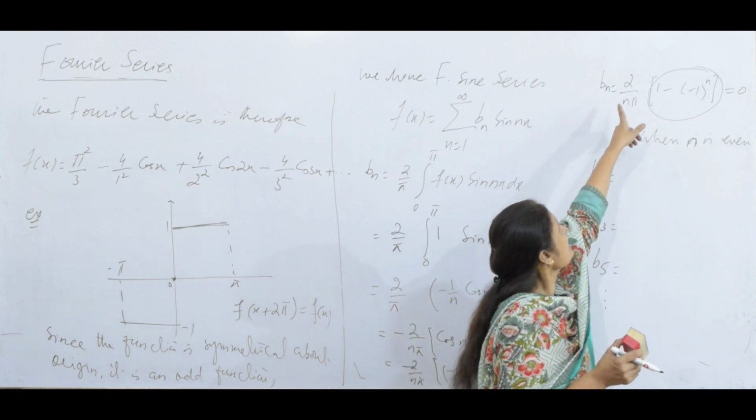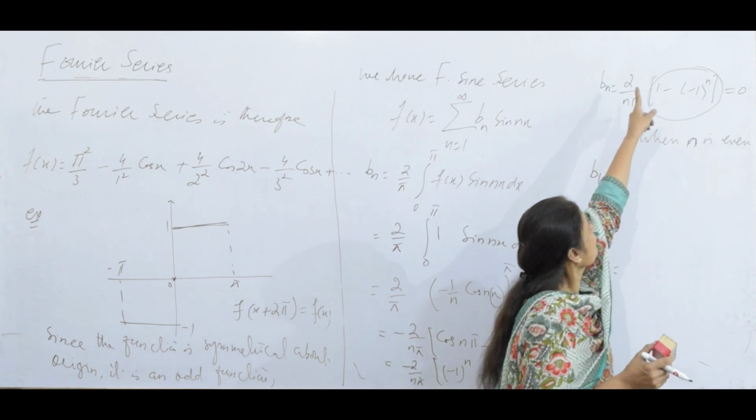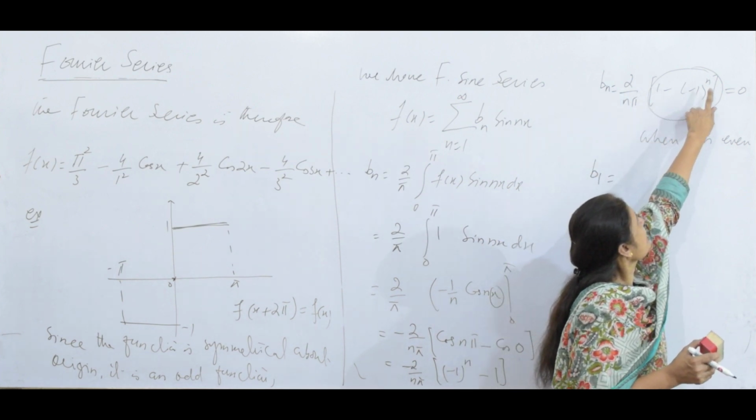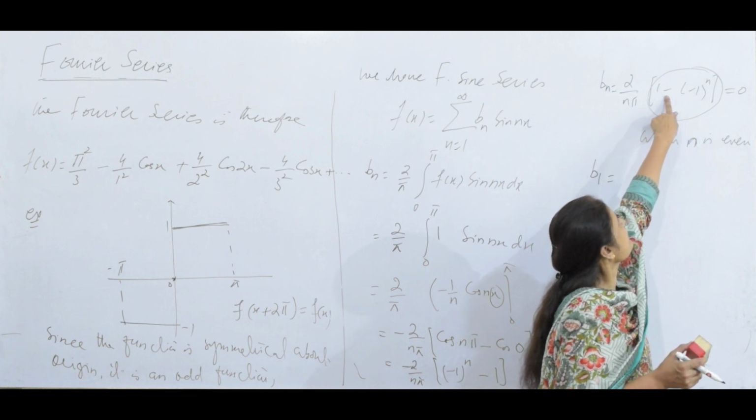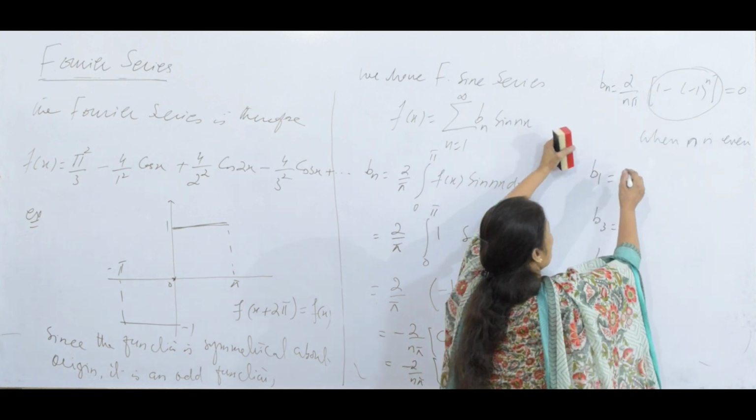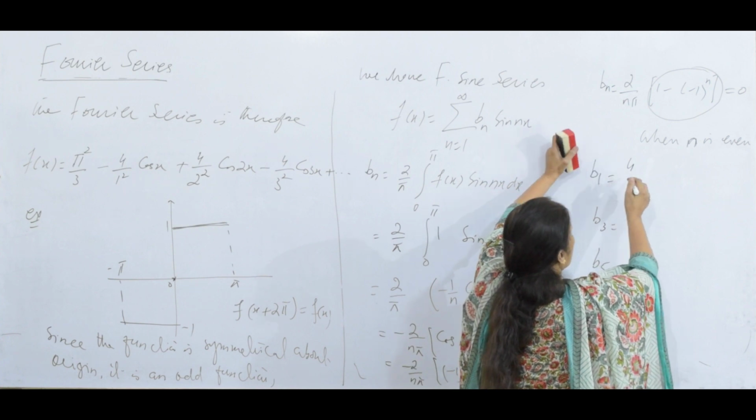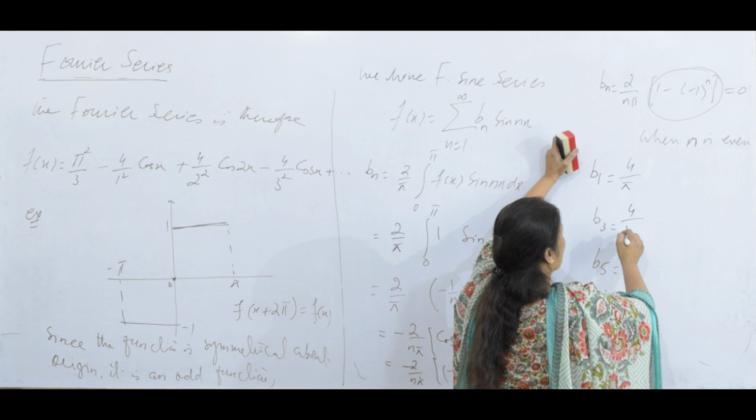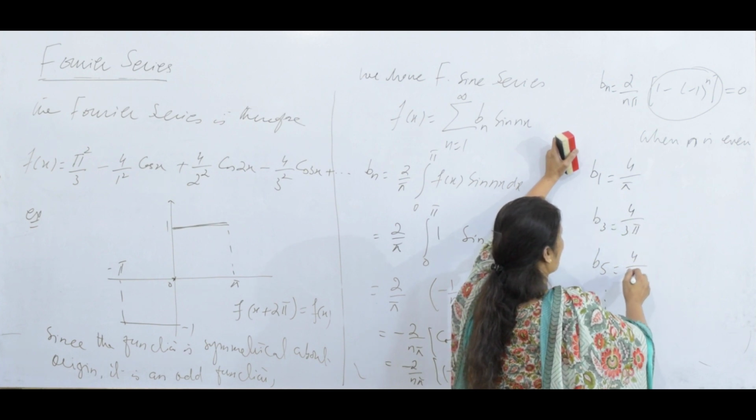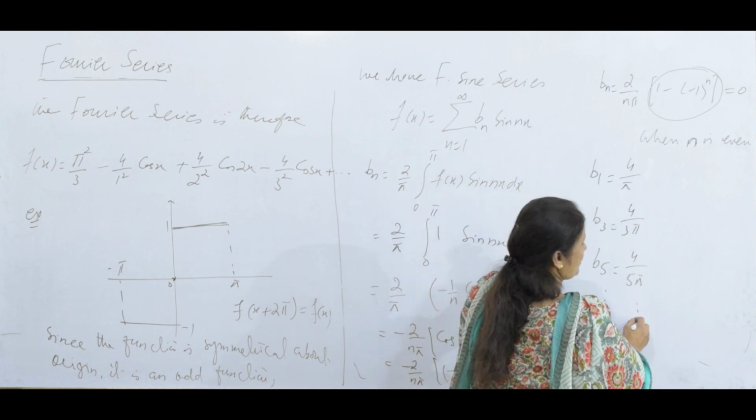B1. N is 1 everywhere. Minus 1 raised to the power 1 is minus 1, minus and minus, this plus. So 2 to the 4 by pi. B3, 4 by 3 pi. B5, 4 by 5 pi. And so on and so forth.